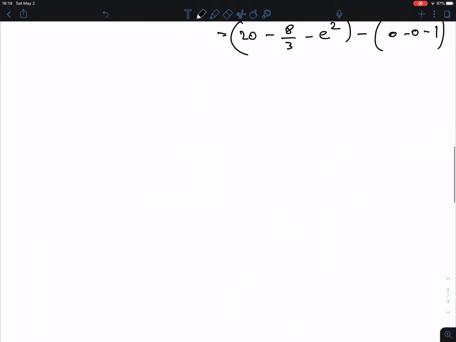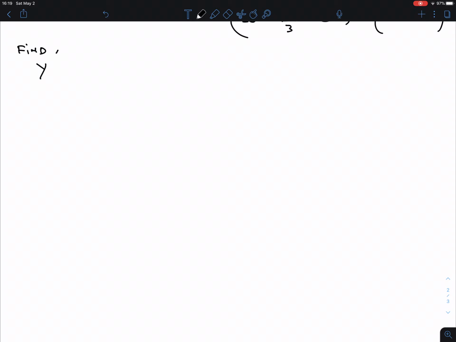So let me do this on an example. It will become more clear. So let's take the example: find the area between y equals 9 minus x squared over 4 and y equals 6 minus x.